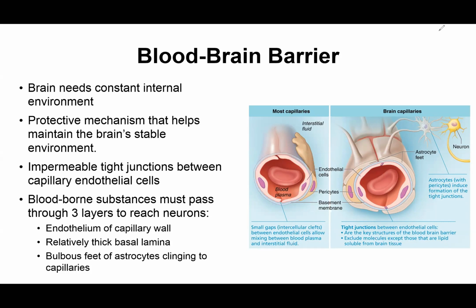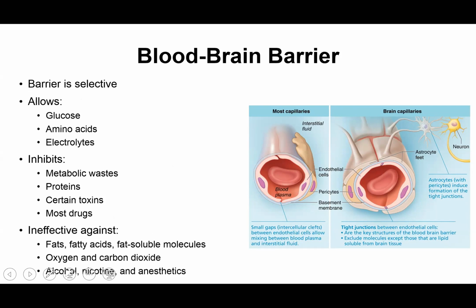So it's a very good thing to have this present, because our barrier is very selective. Some of the things that the barrier allows to cross are things like glucose and things like amino acids and electrolytes, things that are relatively important to survival. However, it does not allow metabolic wastes, proteins, toxins, and most drugs to cross this barrier.